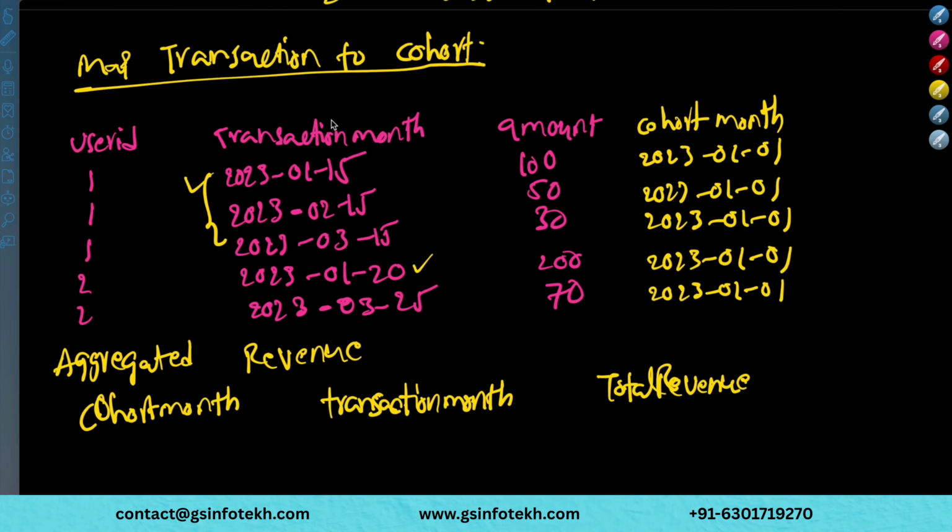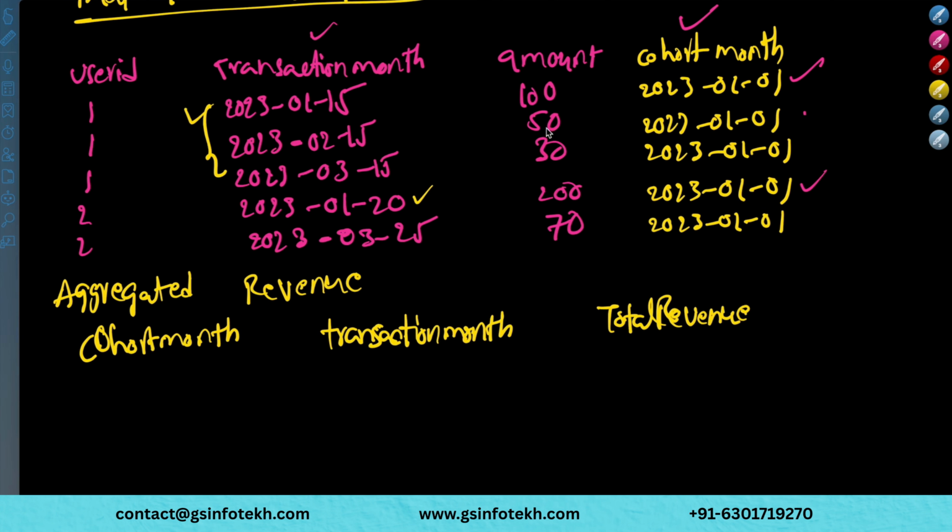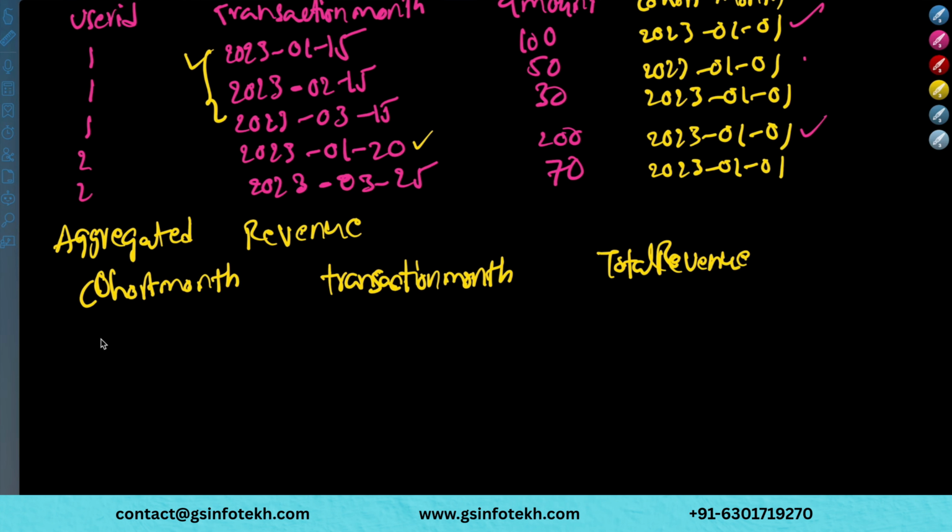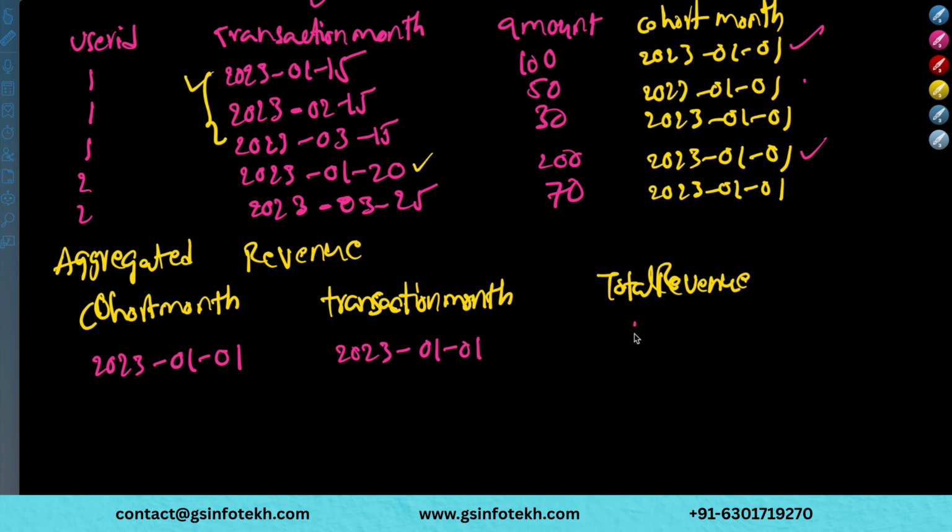So now, you need to group by this one and this one. In the transaction month, we don't need the date, so we can group by at a month level. This row and this row will be grouped, and then you will get a sum of the amount, which is nothing but $300. So cohort month is 2023-01-01, and the corresponding transaction month is also 2023-01-01, which is my total revenue: 100 plus 200, which is equal to 300.